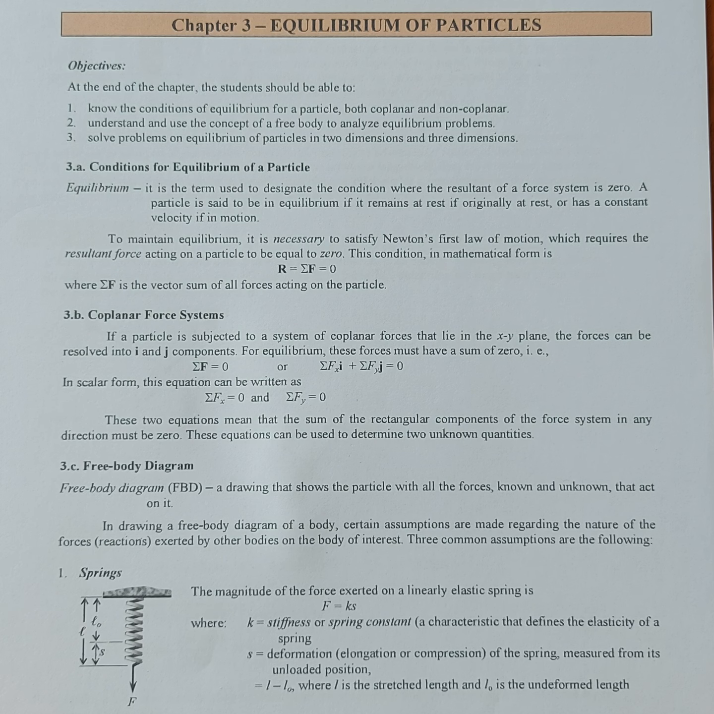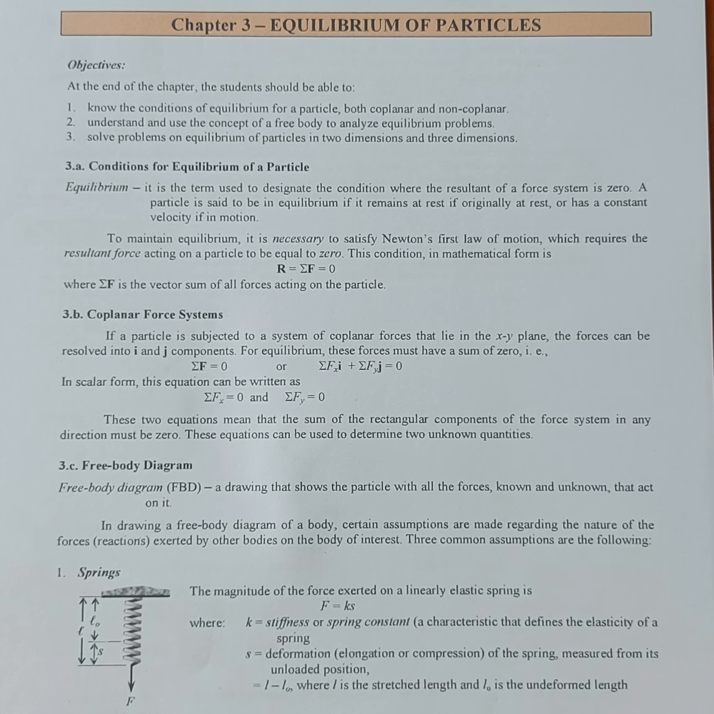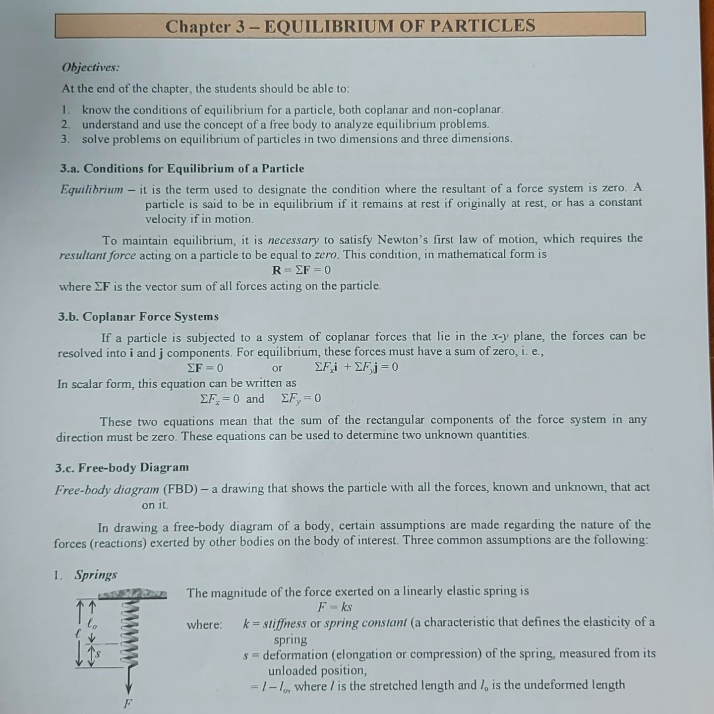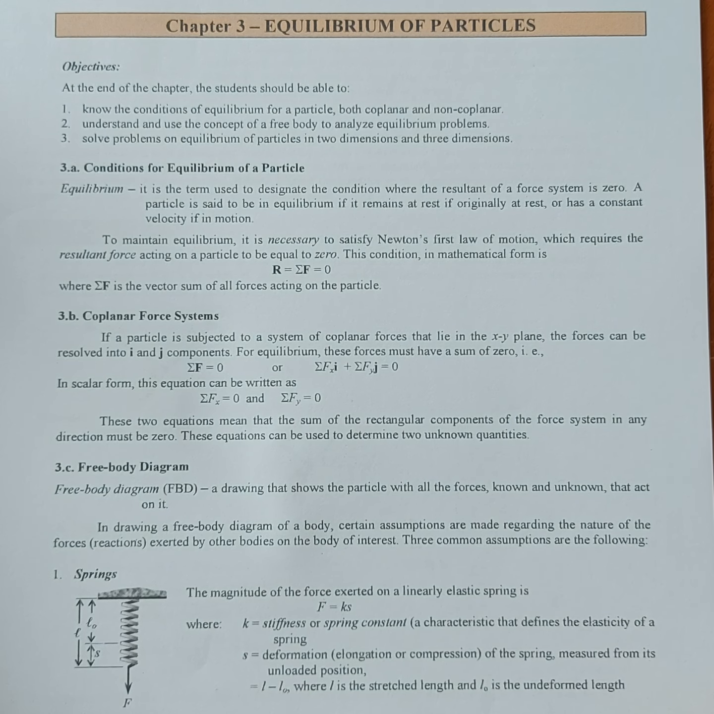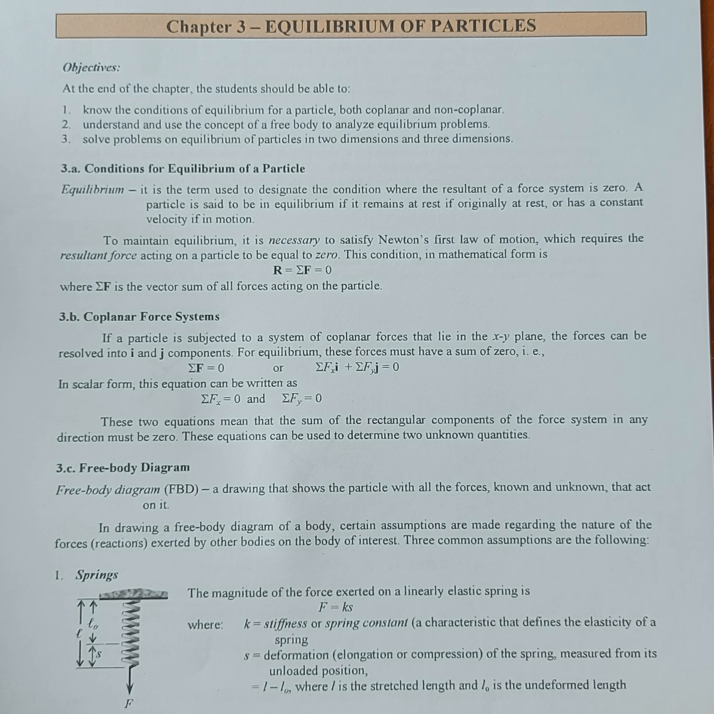Number one, let's define first what do we mean by equilibrium. Okay, it is the term used to designate the condition where the resultant of a force system is zero. So take note of this. In the previous chapter, chapter 2, we have dealt with force system resultants. So these are concurrent forces in 2 and 3 dimensional force systems. Okay. So for a particle to be in equilibrium, the resultant should be equal to 0.